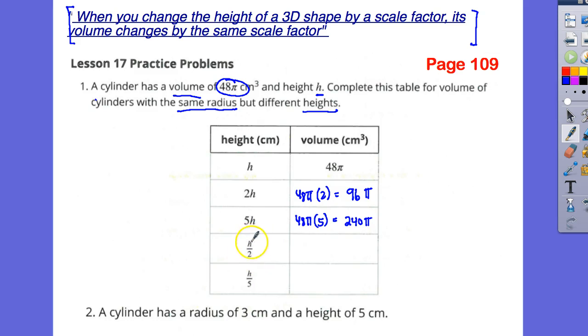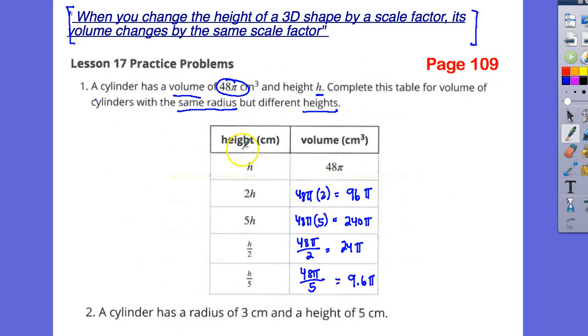Same thing for the next row. Your height, you divide it by 2. So you will do the same thing for the volume. You will divide the volume by 2, and that will be 24 pi. For the last one, you divided the height by 5. So you will do the same thing for the volume: 48 pi divided by 5. You can leave it like this or you can simplify it. If you plug this into your calculator, you will get 9.6 pi.